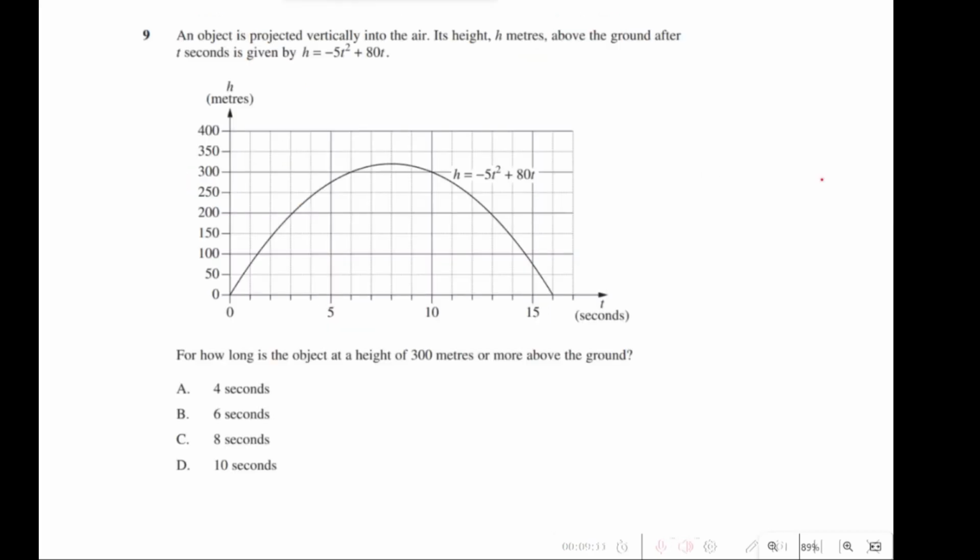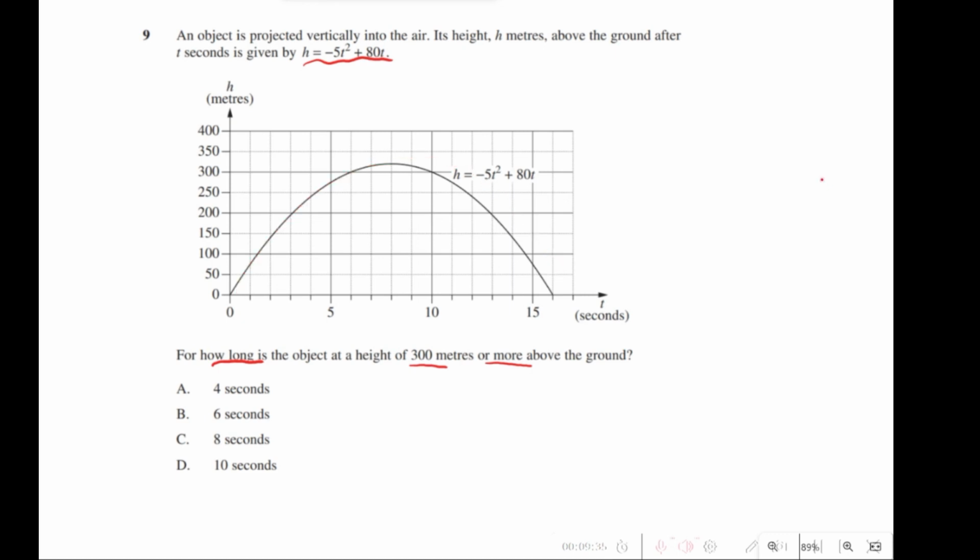An object is projected vertically into the air. Its height, h meters above the ground, after t seconds is given by this equation, and that's what's drawn over there. So for how long is the object at a height of 300 meters or more above the ground? So we look at the y-axis. This gives us an indication of the height, and we can see how the height changes as time goes on.